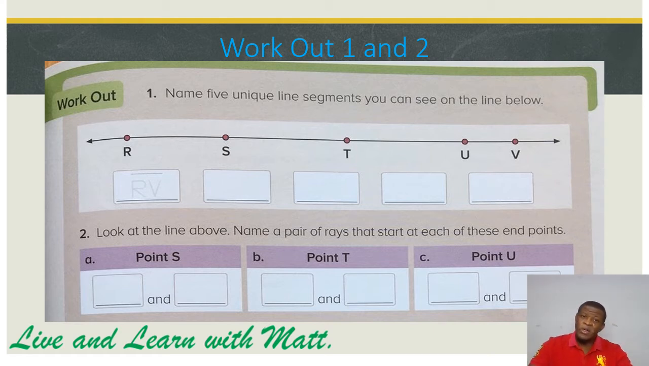Workout 1. Name 5 unique line segments you can see on the line below. So we can see RV, line segment RV. Next, we can see RS. We can also see ST, TU, and UV.